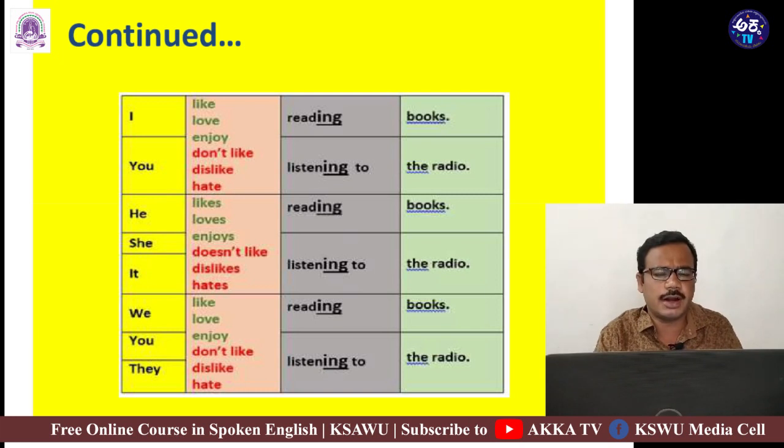Here we shall start. First, I like reading books. I love reading books. I enjoy reading books. I don't like reading books. I dislike reading books. I hate reading books. See, with just one word, I, and a few words here, six words, and then reading books, I could make almost six sentences, right?